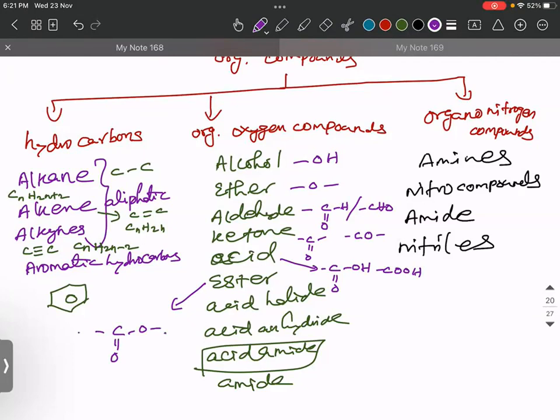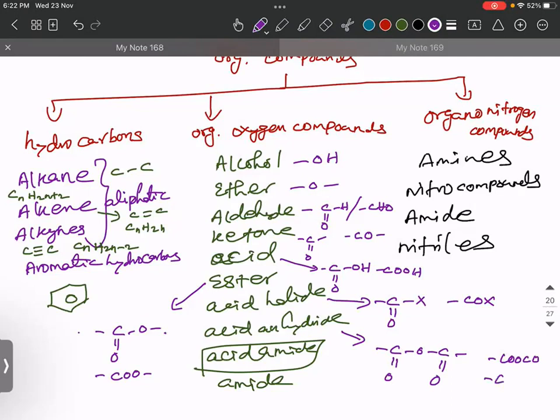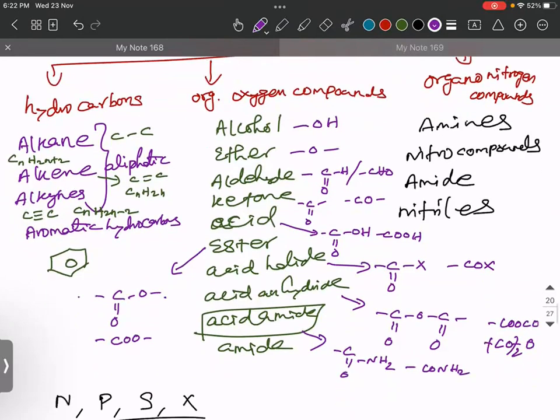On one side one carbon, on the other side one carbon. So that's ester, generally COO. And acid halide, COX. Acid anhydride, COOCO, or CO twice. Acid amide becomes CONH2. That's what they will mention as the amide.